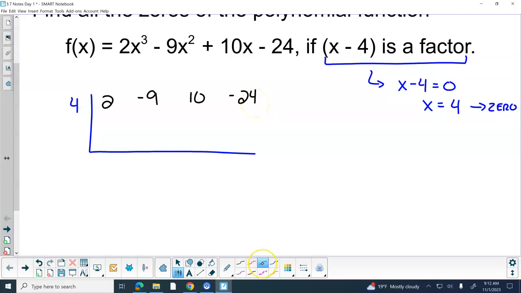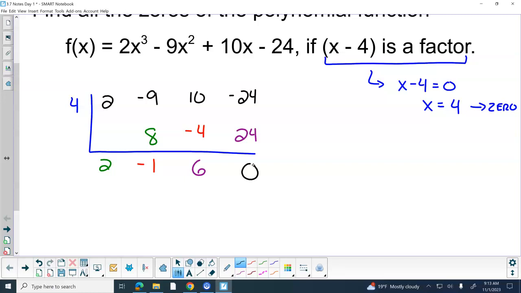So I drop it like it's hot, and I get 2, multiply, I get 8, add them together, I get negative 1, multiply them together, I get negative 4, add them together, I get 6, multiply them together, I get 24, add them together, and I need to get 0 down there, because if I don't get 0 at the end, then x minus 4 is not a factor, and someone lied to us. But we got the 0, so that's true.